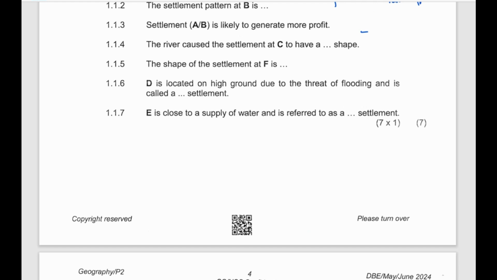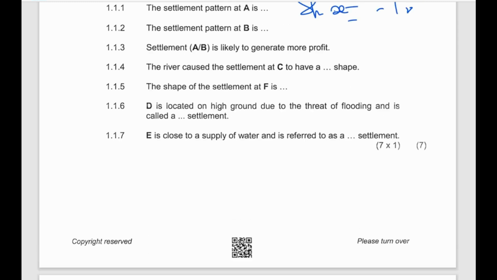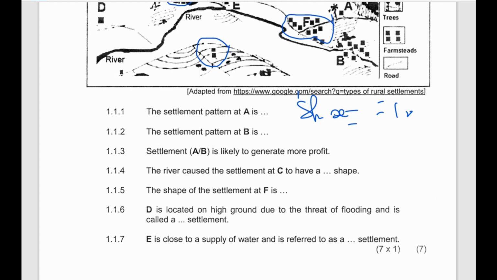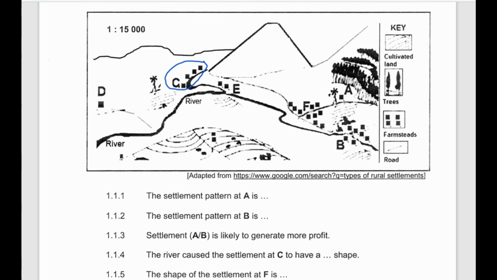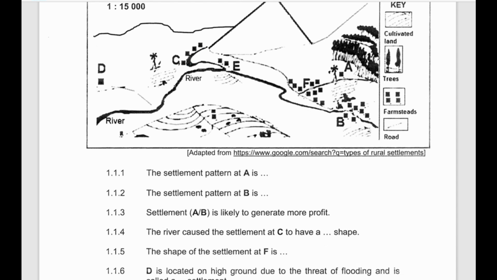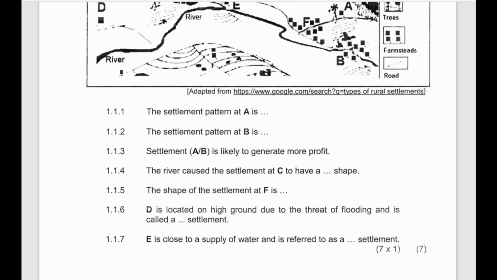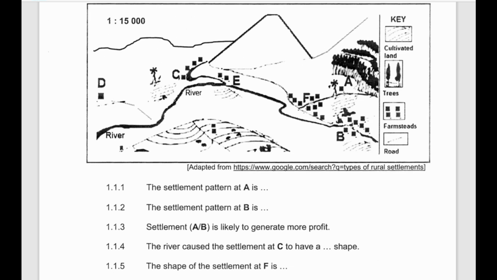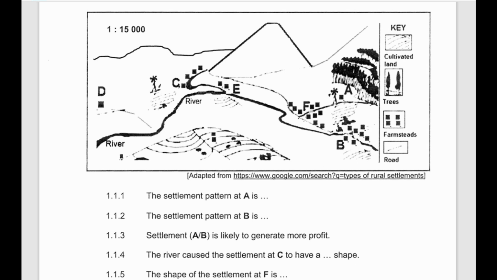Right, let's go to our questions and try to figure out the correct responses, given that we have tried to analyze the illustration and tried to bring out sense from whatever is illustrated on the infographic that we are going to use in answering this particular question. Right, we move to question number 1.11. The settlement pattern at A, we are looking at the pattern at A.